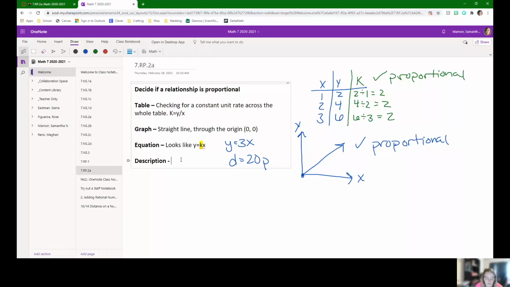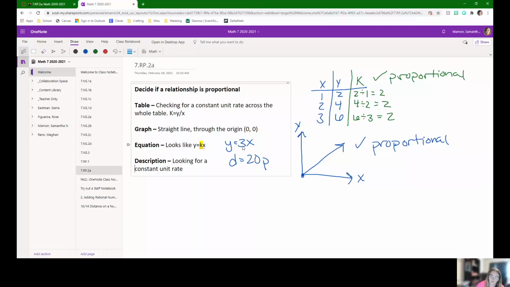Now for a description, this one's a little trickier. So for descriptions, you're looking for a constant unit rate, as we almost always are. But when we're looking at a description for a constant unit rate, you might actually have to calculate the unit rate, like one of our 7.RP.1 problems. You might have to do like a quick table to help yourself figure it out.